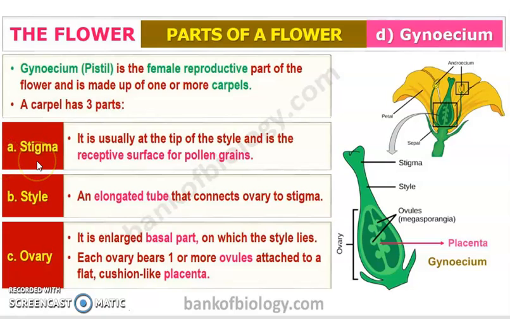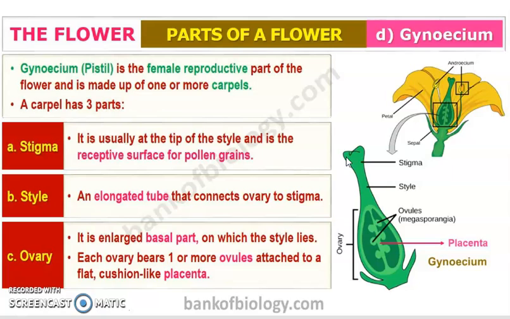If we see the structure of all these parts, stigma is usually at the tip of the style. You can see this is the style portion, and at the tip we find the stigma. It is a receptive surface for pollen grains, acting as a surface to attach the pollen grain. Receptive surface means a surface where the pollen grains are able to stay, that is the stigma.